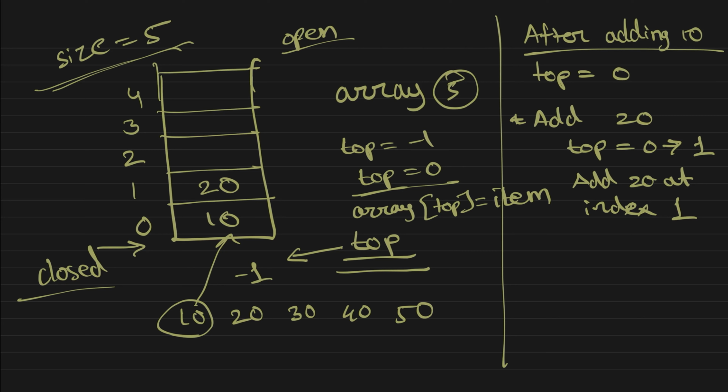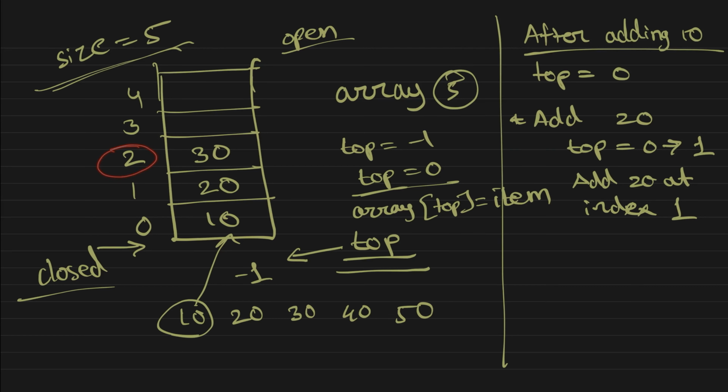So similarly, I'll keep on doing this. My top is now 1, so top from 1 would change to 2. So top will become 2, and then I'll add the next element, 30, to location 2. So here I would get 30 added. Now my top value is 2.